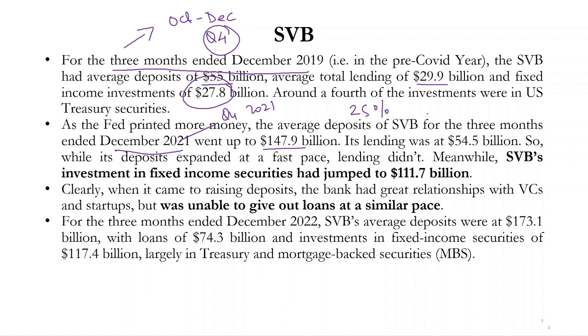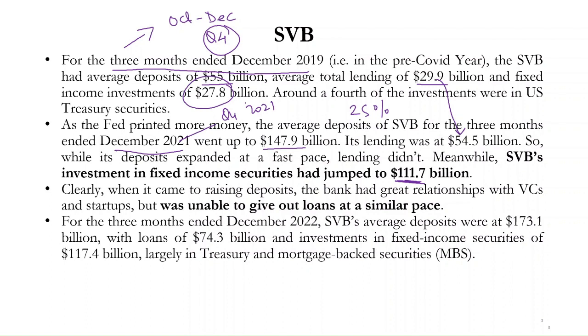Its lending increased from $29.9 billion to $54.5 billion. So while deposits increased from 55 to 148 billion, lending increased only at a very slow pace. Meanwhile, its investment in fixed income securities jumped to approximately $112 billion, which was just $28 billion in the pre-COVID year. So in 2021, Silicon Valley Bank had a large part of its portfolio comprised of government securities.